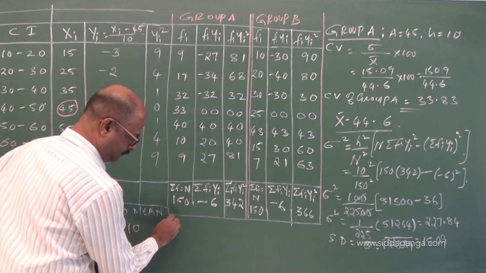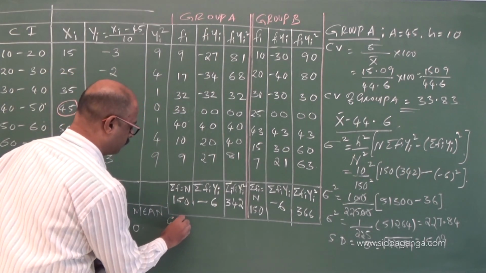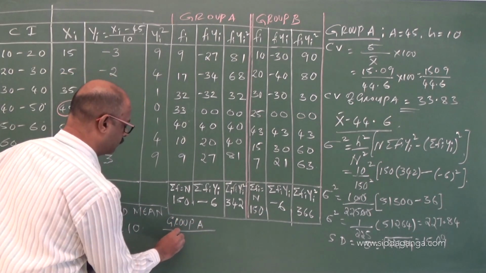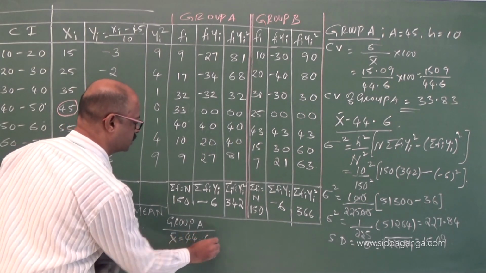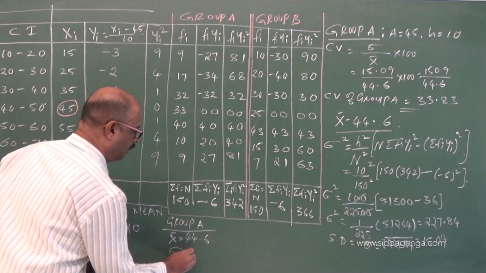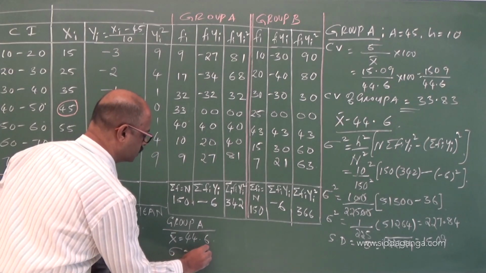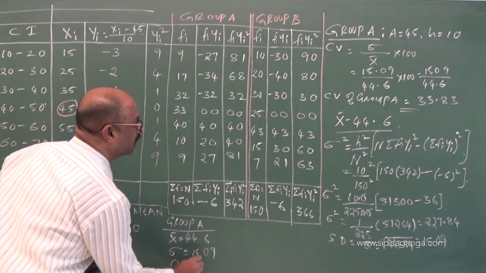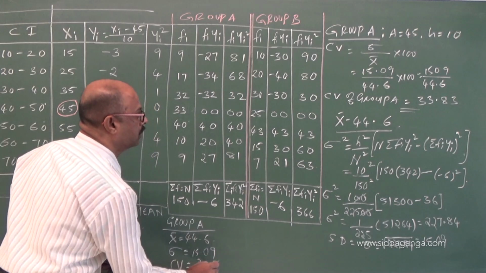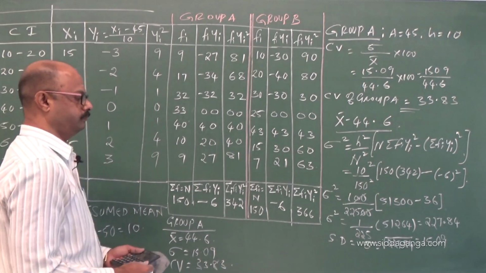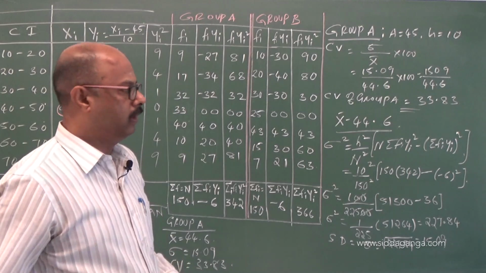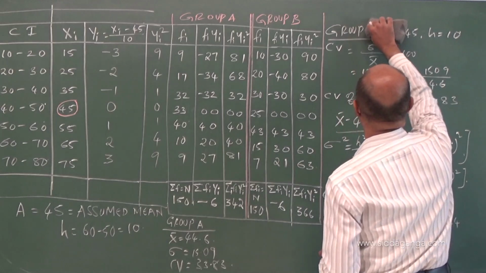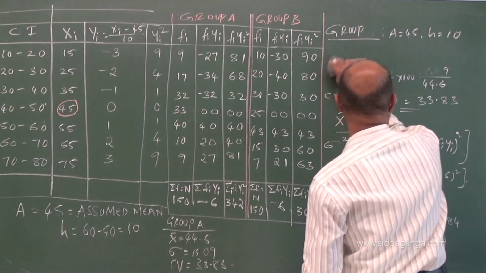So, for group A, x bar is 44.6, sigma is 15.09 and CV is equal to 33.83. Now we will calculate for group B. We will calculate for group B, same procedure.